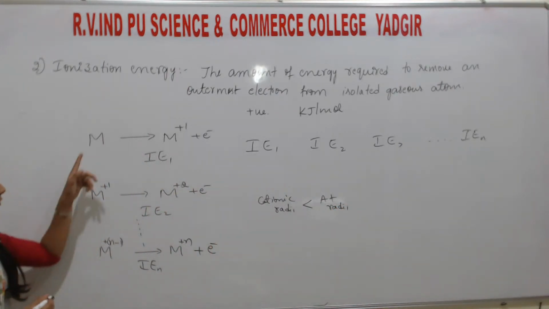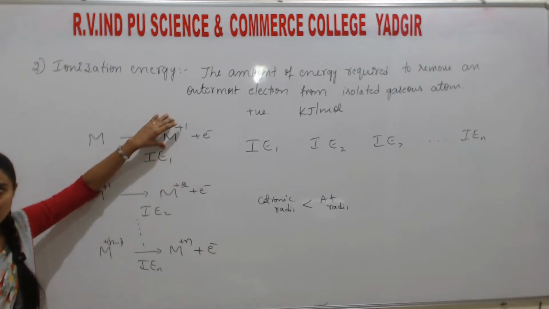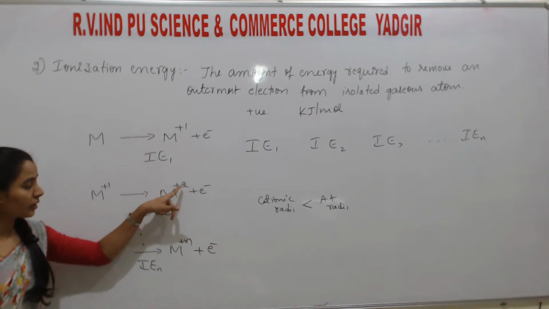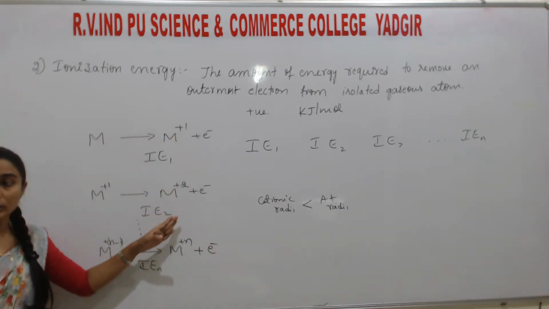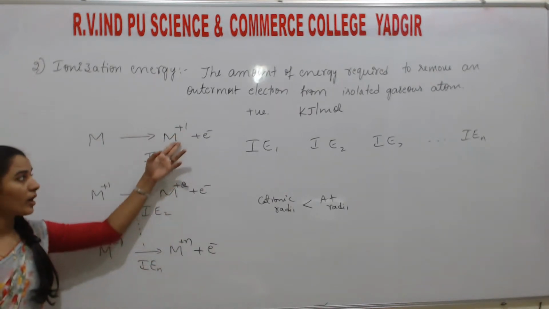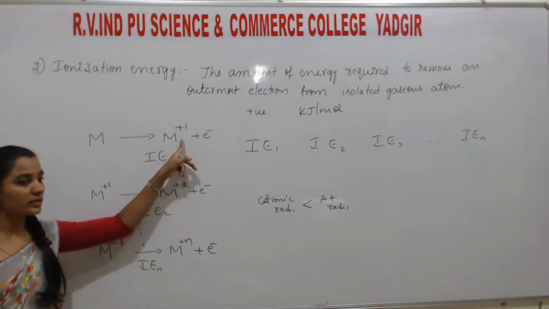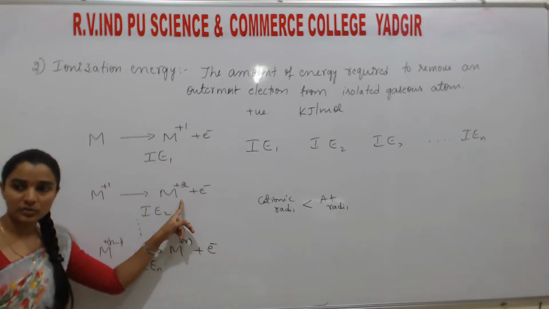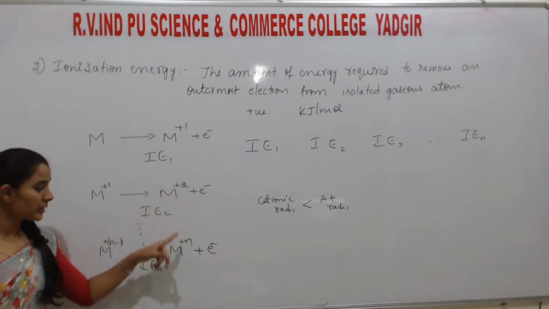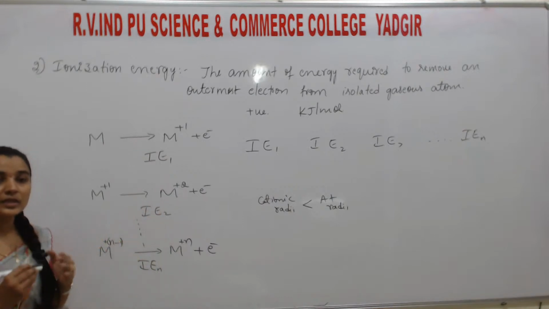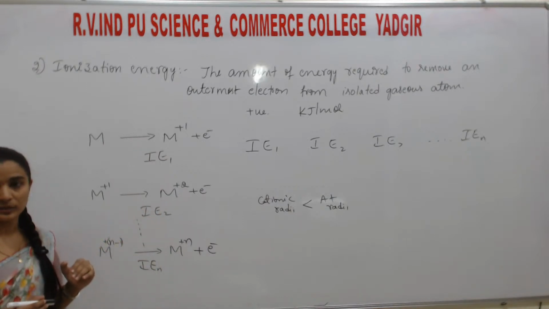Correct? So from year to year, the size is less. Here, as I told you, as the number of positive charges or the positive value increases, again the size decreases. Okay? So M1 is greater in size compared to M plus 2, and so it is greater in size compared to M plus N. If the positive charge increases, size keeps on decreasing.